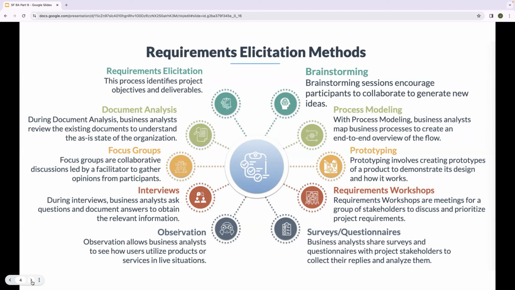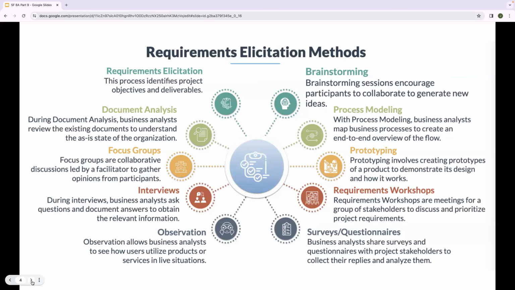Interviews. During interviews, business analysts ask questions and document answers to obtain the relevant information. Observation. Observation allows business analysts to see how users utilize a product or service in live situations. Brainstorming. Brainstorming sessions encourage participants to collaborate to generate new ideas. Process modeling. With process modeling, business analysts map business processes to create an end-to-end overview of the flow.